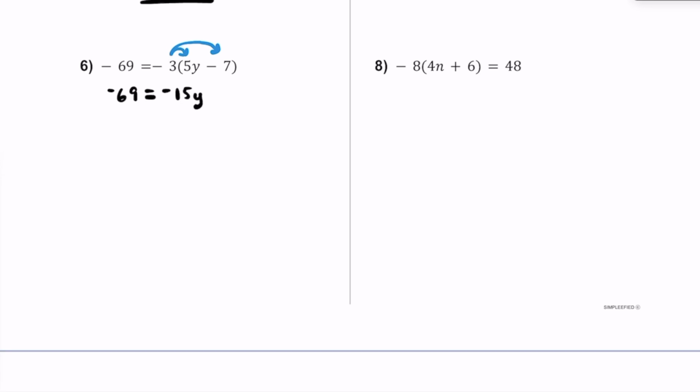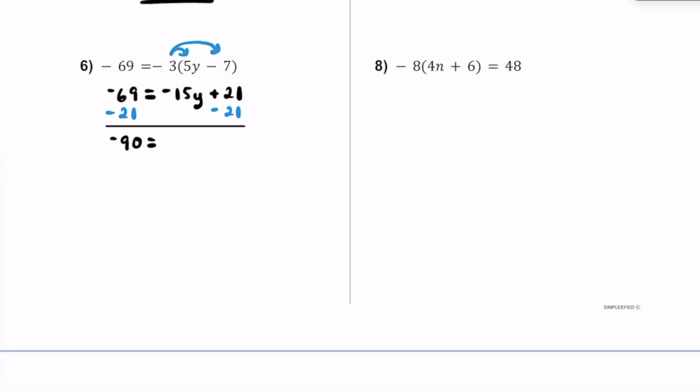And then technically this is a negative 7, right? So negative 3 times negative 7 is going to be positive 21. So we just distributed, and now let's go ahead and solve this two-step equation. We'll start with the subtraction property of equality and take away 21 from both sides of the equation. If we go ahead and do that, on the left side, we're going to get negative, I think that's going to be what, negative 90, right?